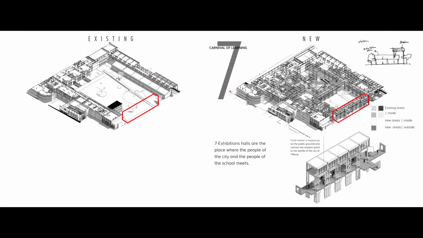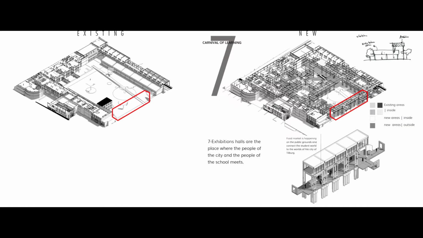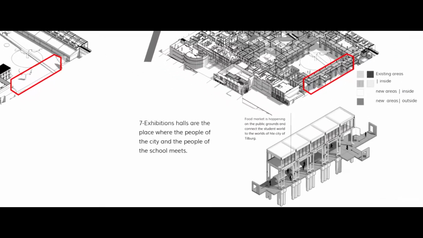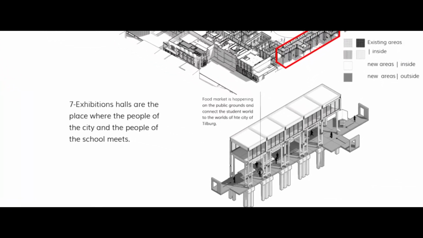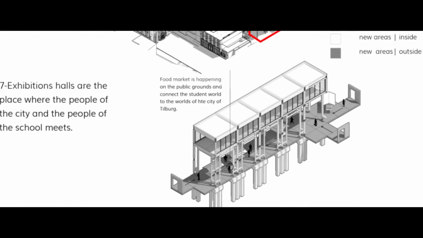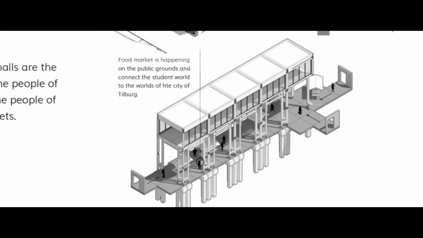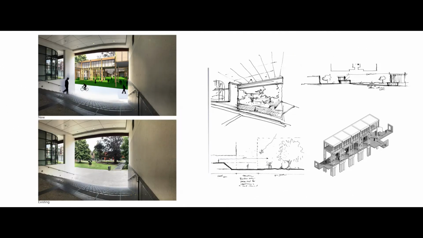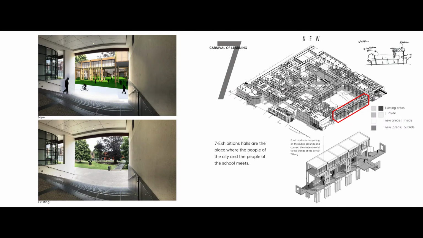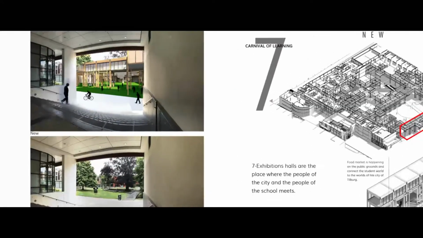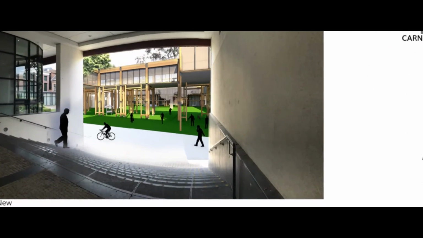Carnival of learning. Exhibition halls are the place where the people of the city and the people of the school meet. So here, while I created my spaces on top of the school, underneath, on the ground, there is a potential to create exhibition. As you can see in the before and after, now these spaces are more defined and people know what to do in the spaces of the garden.